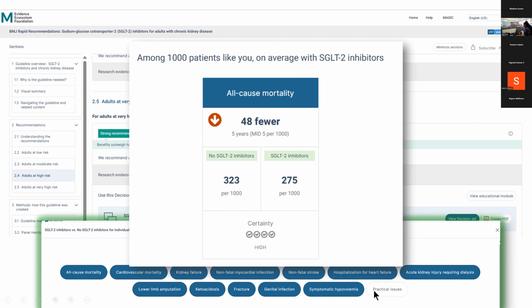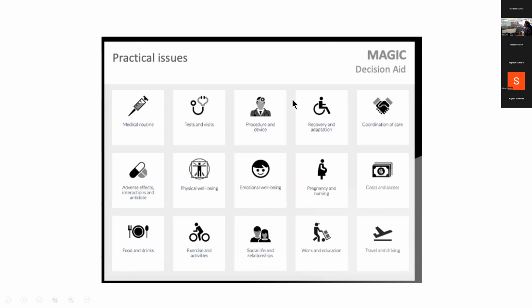If I click on this practical issues, I come to a next pop-up screen, which if I click on each, it will tell me the medication dose. For this particular example, it was all gray. That means they had not uploaded the information for this particular example.